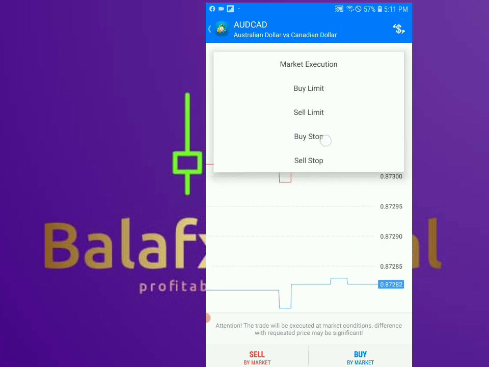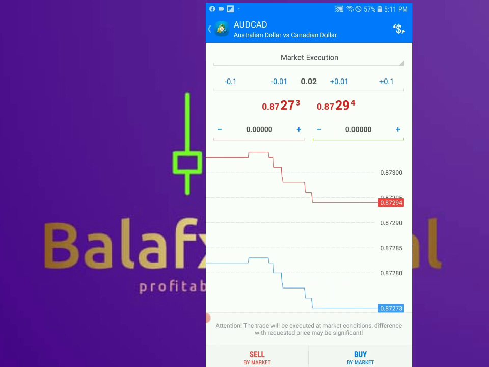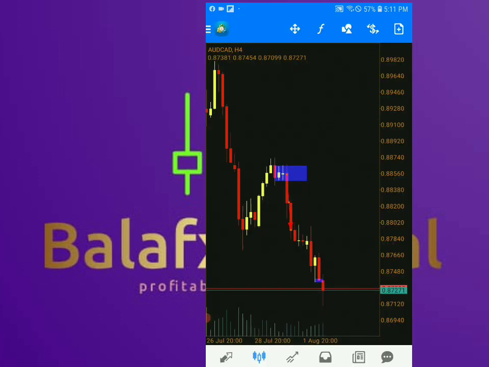You put the same price at the same place. You use the same price, buy stop and sell stop. Then what again do we have?